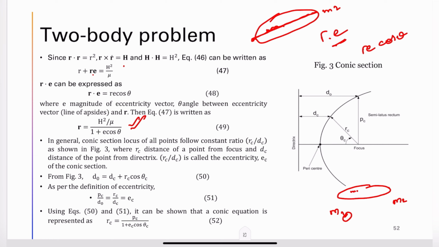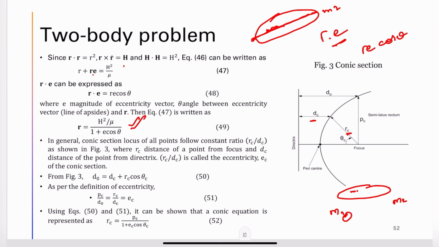points that follow a constant ratio. Constant ratio means the ratio of RC and DC is constant. So RC by DC is constant. PC by D naught is again a constant, of the same value, which can be shown on figure 3.